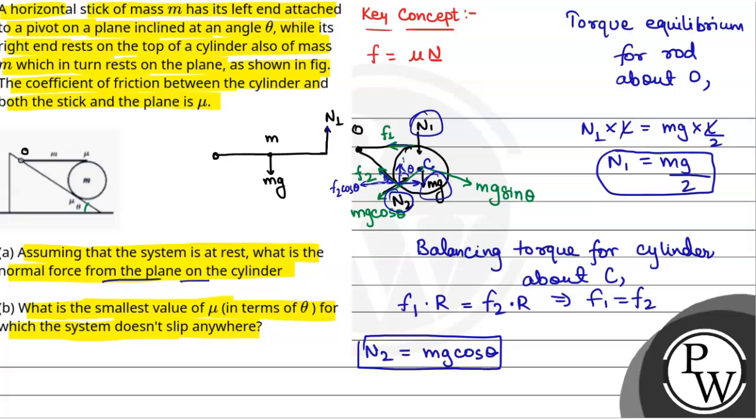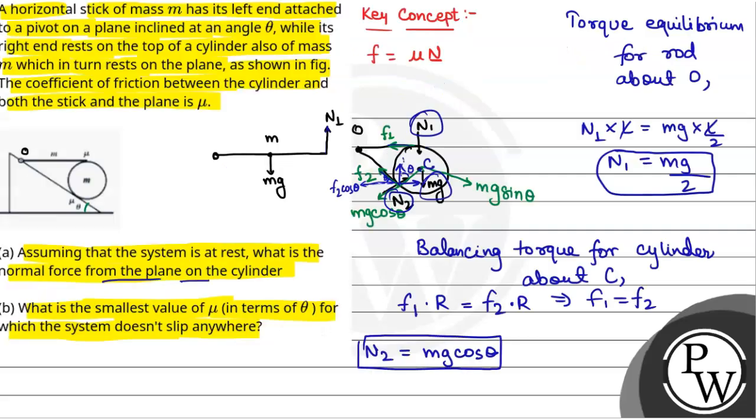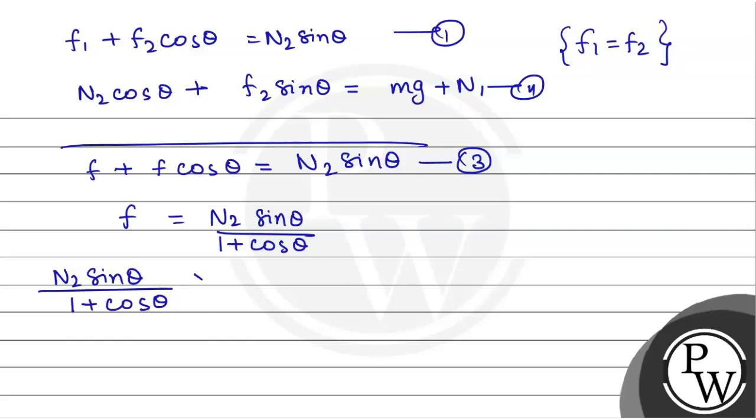Now we have to find the minimum value of mu in terms of theta for which the system does not slip anywhere. So first we will see the system does not slip from the cylinder. For this, N2 sin theta by 1 plus cos theta is the frictional force, so this must be less than or equal to mu into N2, and this force can lead to slip. So from here mu must be greater than or equal to sin theta by 1 plus cos theta.